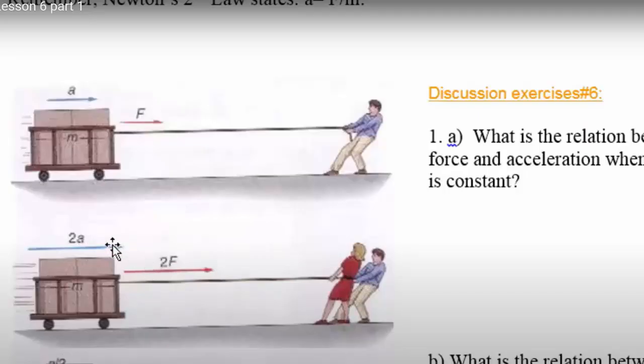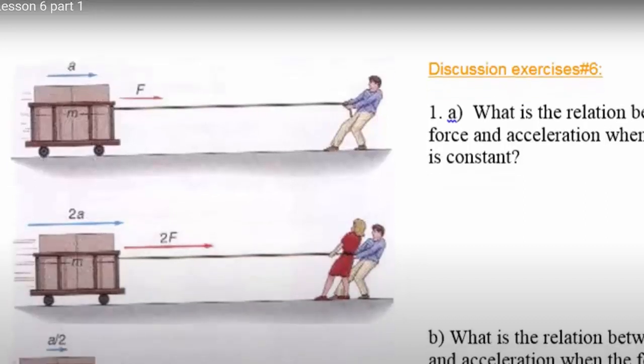It means if you increase one of them by a factor, the other will increase by the same factor. And here when we talk about factor, we are talking about multiplying it by a number. So if you double the force, the acceleration will be doubled. If you triple the force, the acceleration will be tripled. If you cut the force by 1/2, the acceleration will be cut by 1/2, and so on. So this is the meaning of directly proportional.